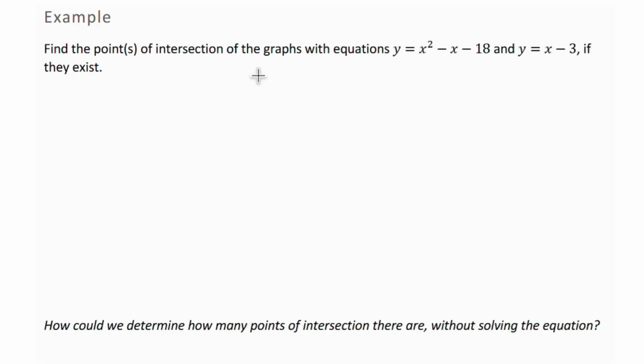Find the points of intersection of the graphs with equation y equals x squared minus x minus 18 and y equals x minus 3, if they exist. Given that we have a quadratic and a linear, it's not necessary that there is a point of intersection, and there might be one or two possible intersections. So let's think about how we could solve this.